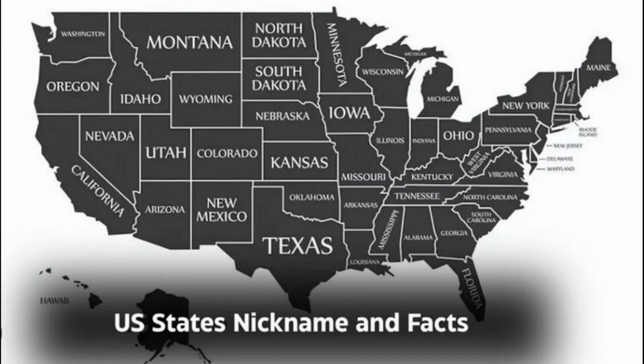states are Alabama, Alaska, Arizona, Arkansas, California, Colorado, Connecticut, Delaware, Florida, Georgia, Hawaii, Idaho, Illinois, Indiana, Iowa, Kansas, Kentucky, Louisiana, Maine, Maryland, Massachusetts, Michigan, Minnesota, Mississippi, Missouri, Montana, Nebraska, Nevada, New Hampshire, New Jersey, New Mexico, New York, North Carolina, North Dakota, Ohio, Oklahoma, Oregon, Pennsylvania, Rhode Island, South Carolina, South Dakota, Tennessee, Texas, Utah, Vermont, Virginia, Washington, West Virginia, Wisconsin, and Wyoming.